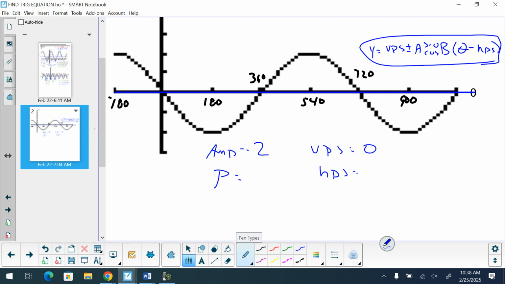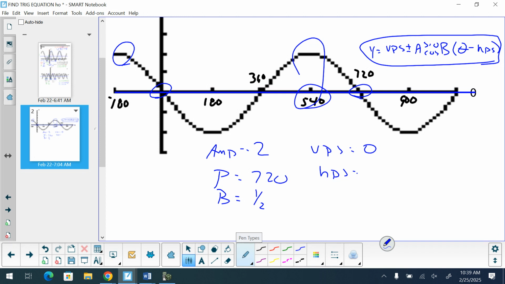Period. What do you get for the period here? 720 degrees. If I go from here to here, or if I go from peak to peak, I have 720 degrees. What do you get for your B value? 0.5 or a half. Now the horizontal phase shift, this one could be subject to debate.